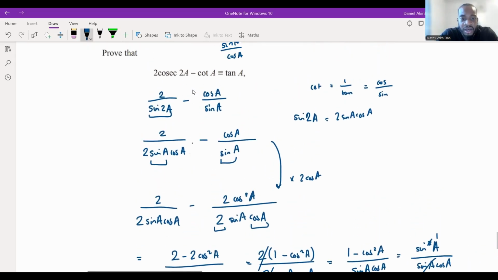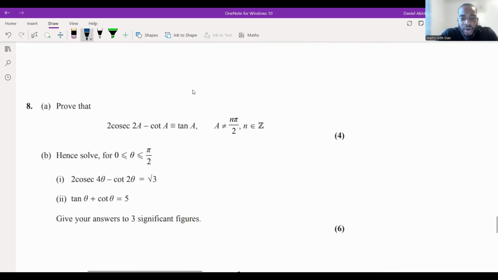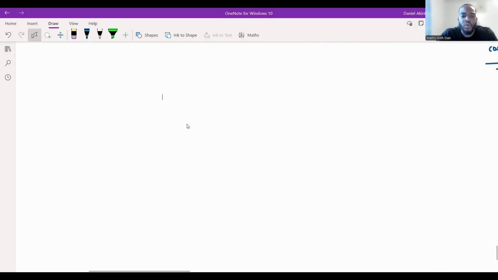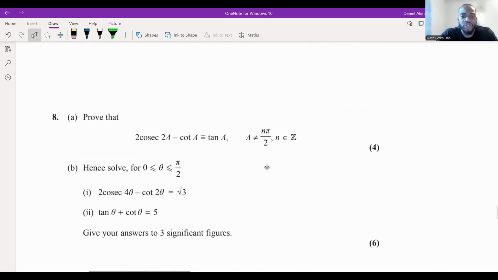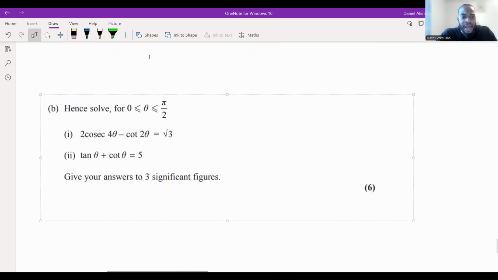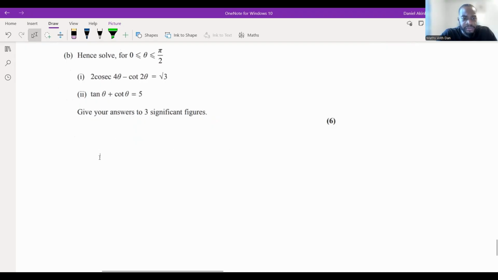Perfect. Brilliant. Yeah, let's do part B. We'll just do it quick. Well, not too quick, obviously. I'll make sure you guys get it. So it says, hence solve for theta between 0 and pi over 2, these two expressions here. So what have we shown, by the way? We've shown that these two are the same, yeah? So for part I, at least anyway, right?